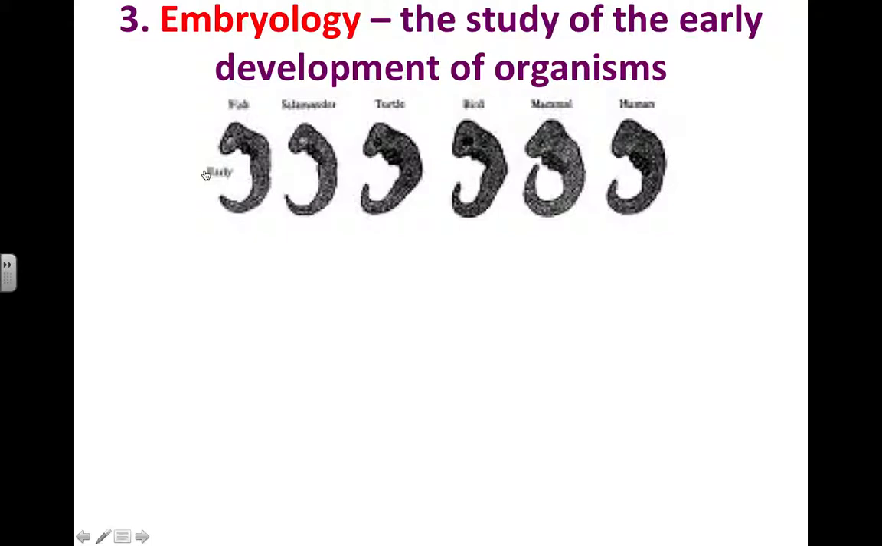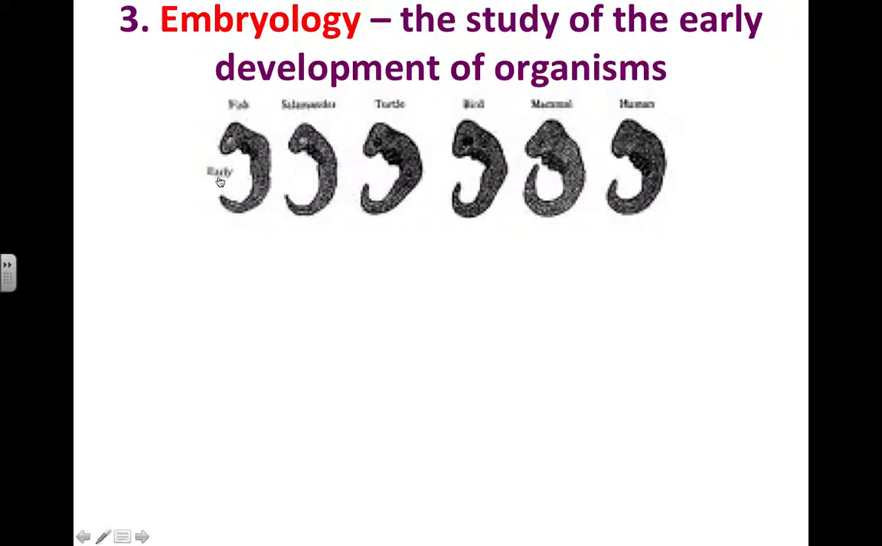The third piece of evidence is embryology, which is the study of the early development of organisms. Please write that down as a vocab word and highlight it in red. I know you can't see this very well, but this is a picture of the early development of fish, salamander, turtle, bird, mammal, and humans. And we're actually talking about very early development. These little organisms here are only inches long, and so we're talking about the first week or two of life.